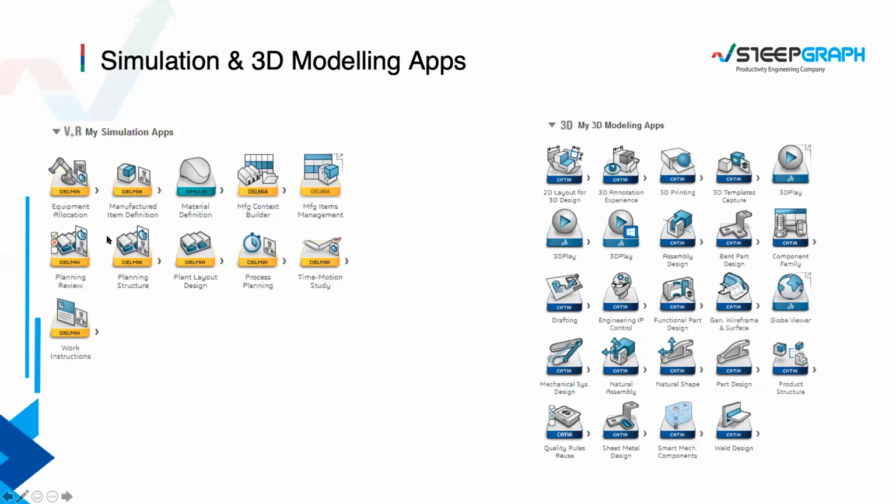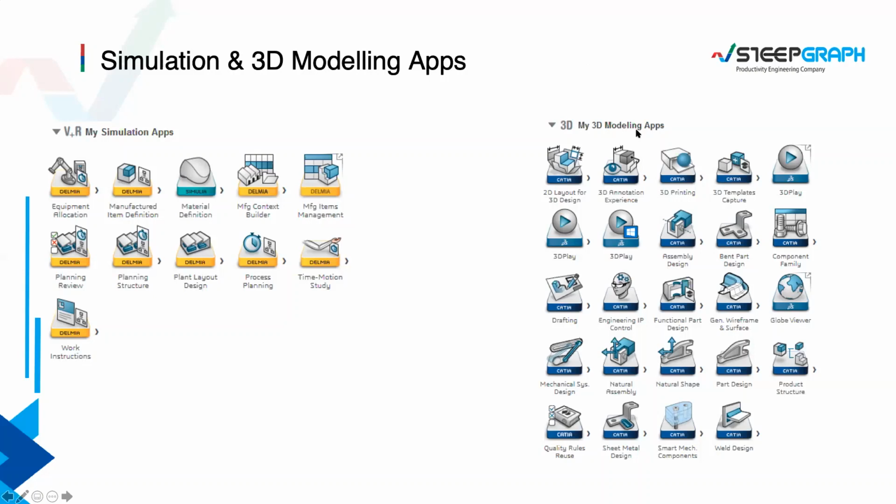Some of the apps you can see here are, a lot of them, the DELMIA apps. It has equipment allocation, manufactured item definition, manufactured context builder, and all of these are native apps. This arrow takes you to the native app. So it opens DELMIA, it goes to the specific context, and you can start working. One of the key goals of the dashboard and the widget is that you can directly jump into the context application, the context view. This is where these apps point to.